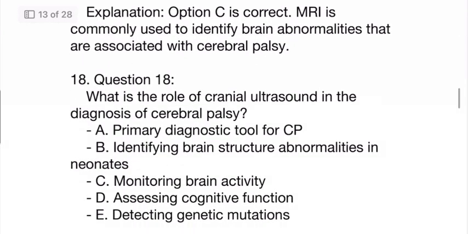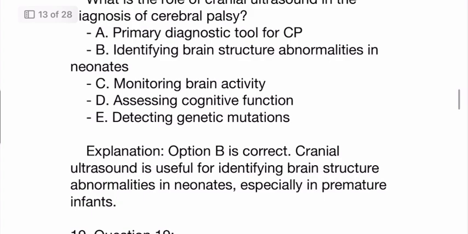18. What is the role of cranial ultrasound in the diagnosis of cerebral palsy? A. Primary diagnostic tool for CP. B. Identifying brain structural abnormalities in neonates. C. Monitoring brain activity. D. Assessing cognitive function. E. Detecting genetic mutations. So with cranial ultrasound, you're using it in preterm infants, and you're basically using it to identify brain structure abnormalities.